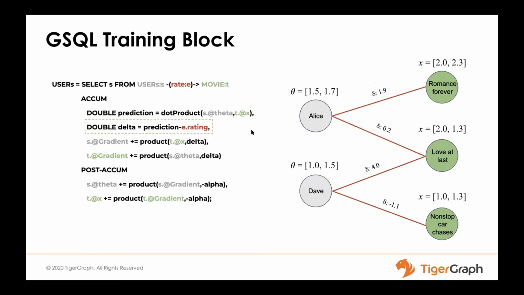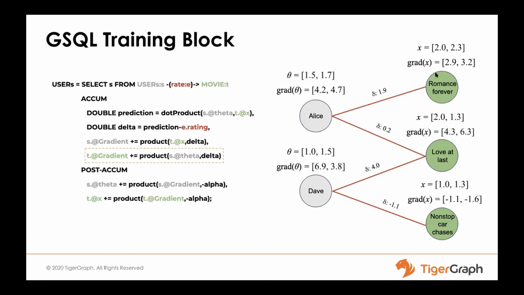And the second line is to compute the difference between the prediction and the real value. And this is what we will have after this line, all the delta values. The next line is to compute the gradient of the user vector. This is done by summing up all the products between the movie vector and the delta value. So those are the results we will have for this example. And in the last line, we will compute the gradient of the movie vector. This is done similarly by summing up the product of the user vector and the delta value. And this is the result you see here.